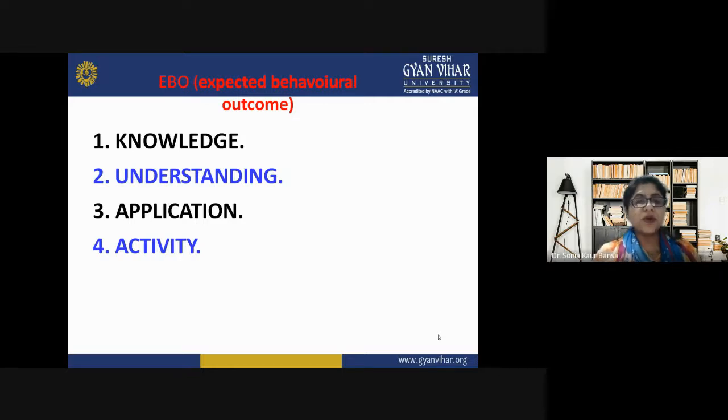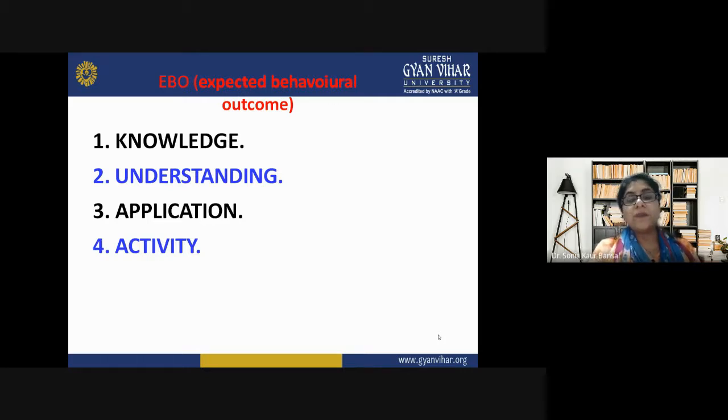So how EBO is working, just see students, it is working in four ways: knowledge, understanding, application, and activity. When we are talking about knowledge, we are talking about recall and recognition of the content, which you may do in the form of your introductory questions also, when the students are recalling previous knowledge. And then understanding, when you are teaching something and your students are understanding, in the way of differentiation, classification or comparison, or in listing some good traits or virtues. So this is how they understand the concept.